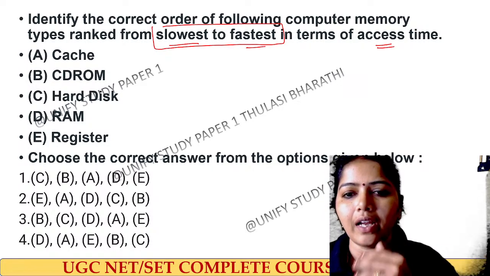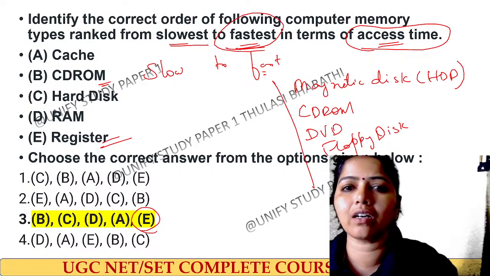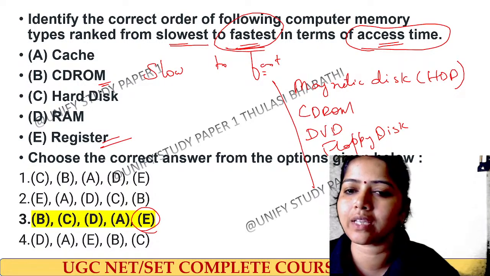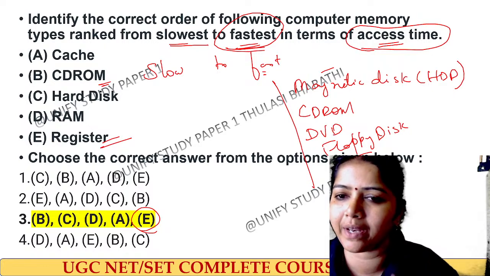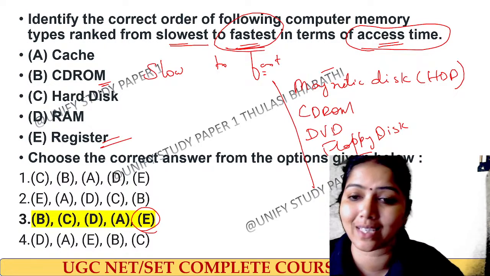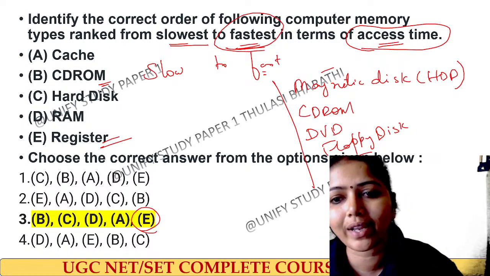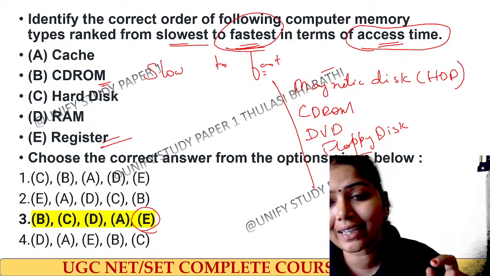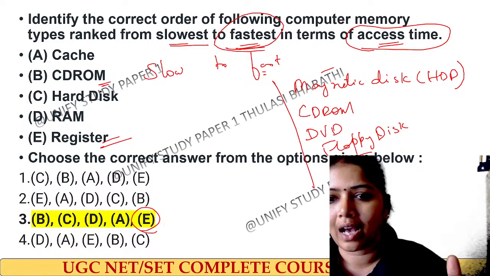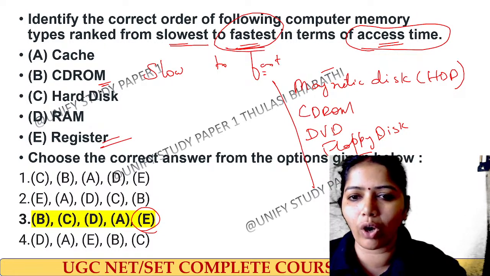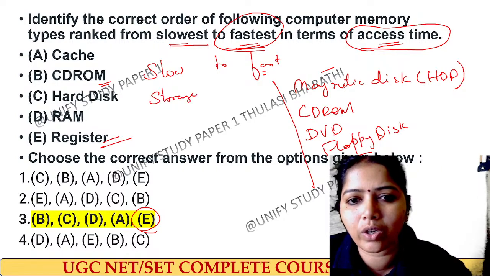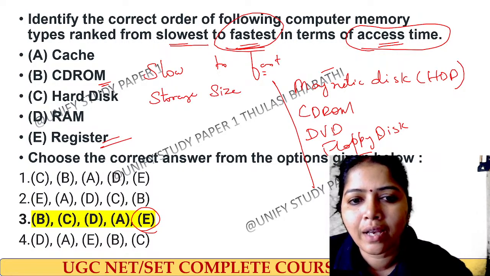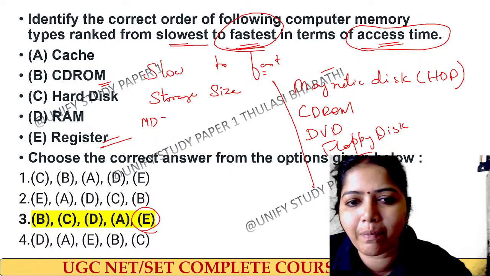Okay. Now I move to the next one. And Kavya, for your question, this is with respect to speed. Okay, speed. With respect to speed, how much it is accessed. And also with the storage sizes, magnetic disk will be high and floppy disk will be low. I will order with respect to storage size also. Please note it down. With respect to storage size, magnetic disk will be high.